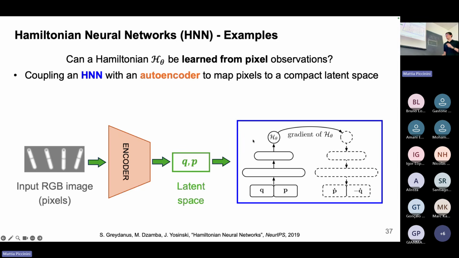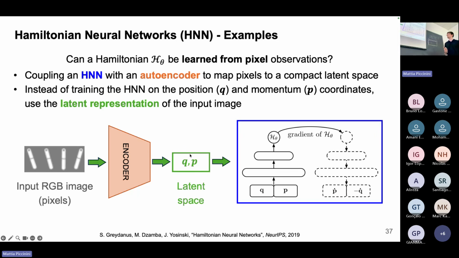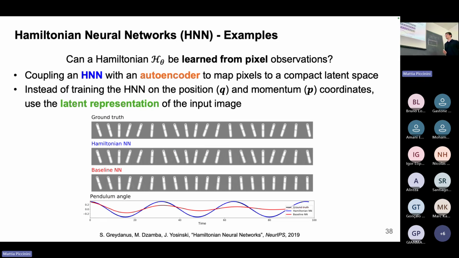And then we use this latent space. We interpret the latent space as Q and P coordinates, and then we feed that to the Hamiltonian neural network. So instead of training on position Q and momentum P, we train on the latent representation of the input image. And it works. They showed they could approximate quite well the evolution of the pendulum over time. These are also the pictures. Ground truth and Hamiltonian are aligned. The baseline tends to lose energy at the end, so the pendulum does not move anymore.